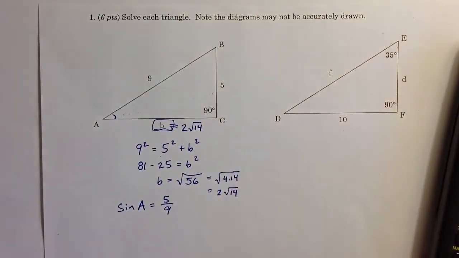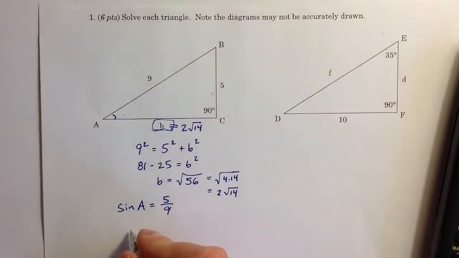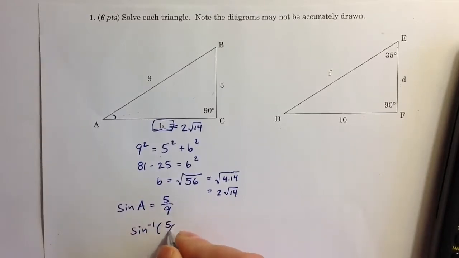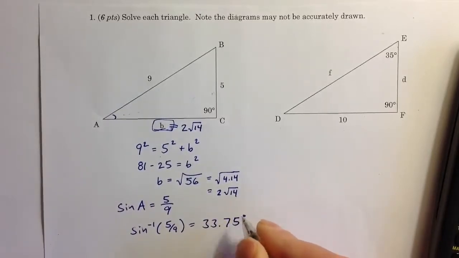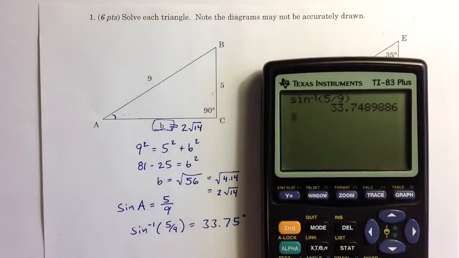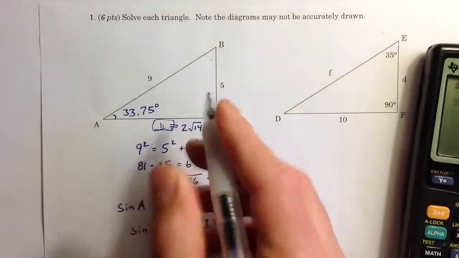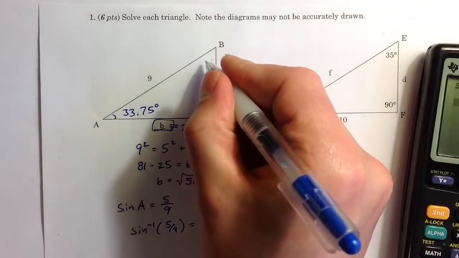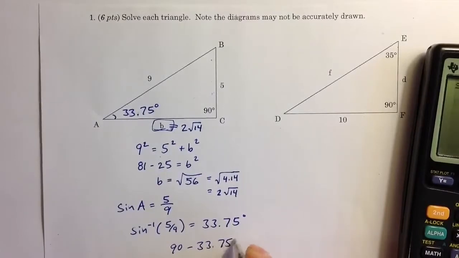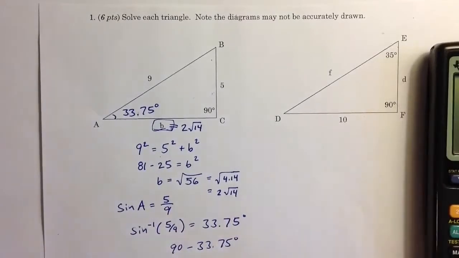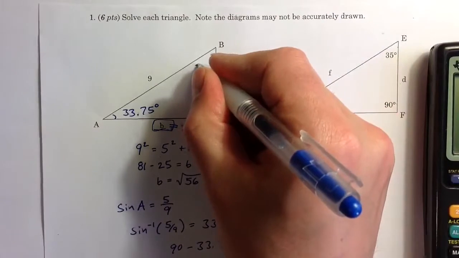And so we can conclude that angle A, using the inverse sine function, equals 33.75 degrees, rounding to 2 decimal places. And because these two angles have to be complementary, I know the other angle is going to be 90 minus 33.75 degrees, or 56.25.